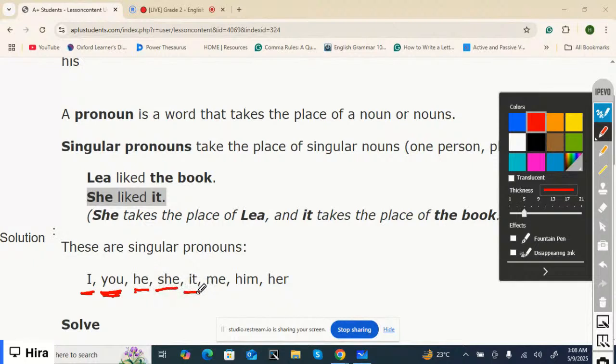It, as I have told you, is used in place of the name of a thing or one animal. Me. Me is related to I. How? Because again, we use it for our own self when we talk about ourself. Him. Him is related to he. Why? Because it is also used in place of one boy or one man, for a singular noun. Her. Her is linked with she. Both are used for a singular female person, one woman or one girl. So these are singular pronouns which take the place of singular nouns.